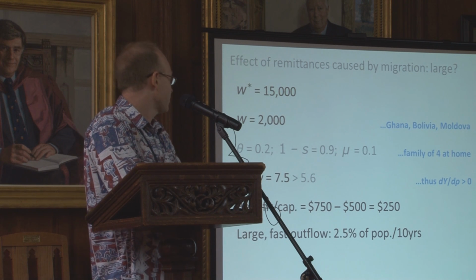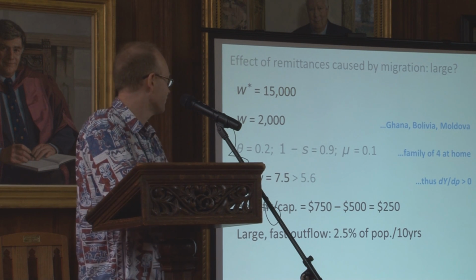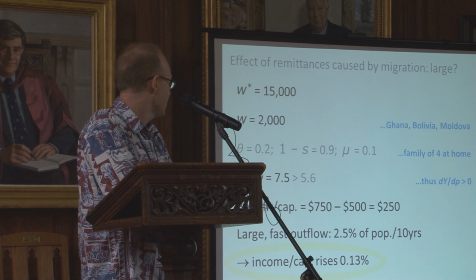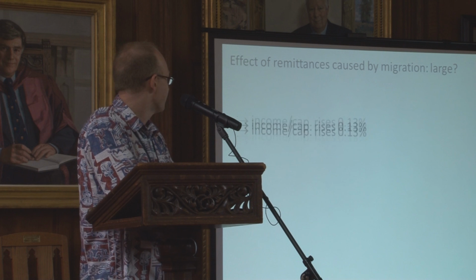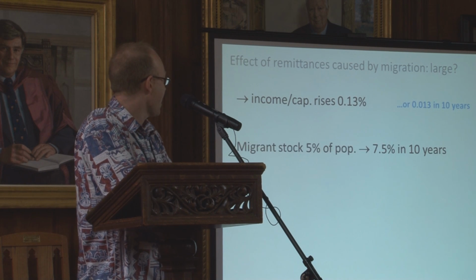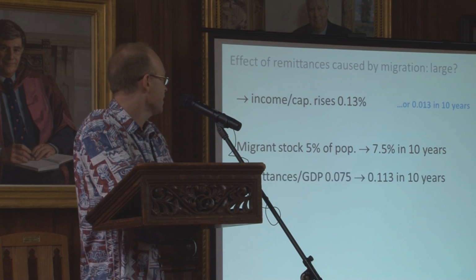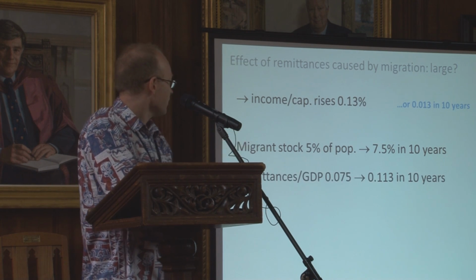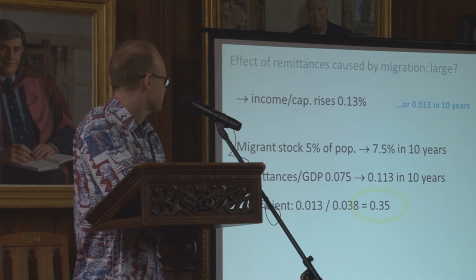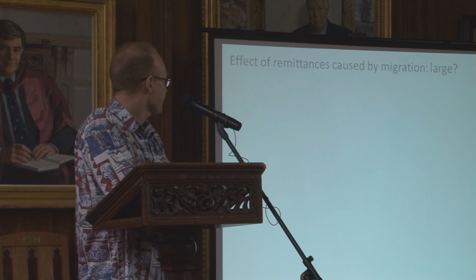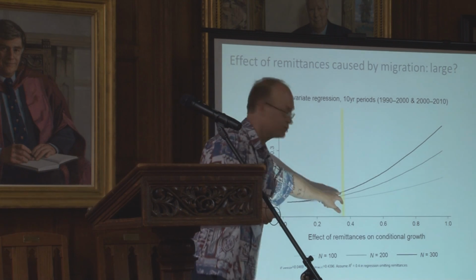If we think of the country losing 2.5% of its population over 10 years, which is a pretty fast flow, then income per capita is just going to rise by 0.13%. Okay, so if we think about that, migrant stock is increasing by 50% from 5% to 7.5%, then this coefficient that we're looking at here is 0.113, is going to be 0.35, and our power for doing that is going to be about 12%.